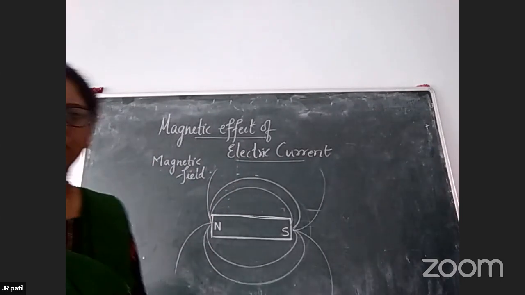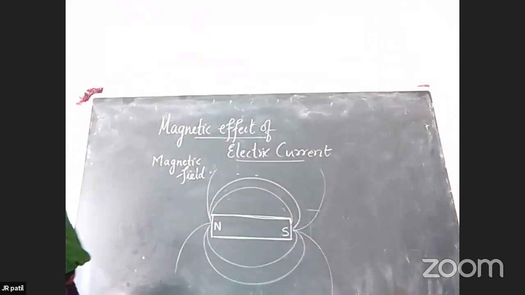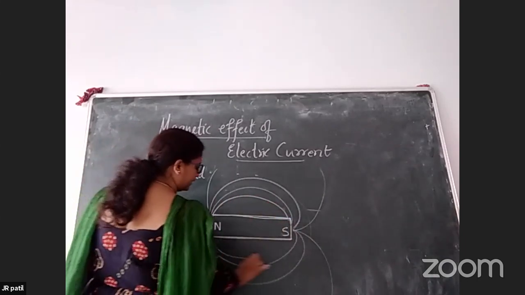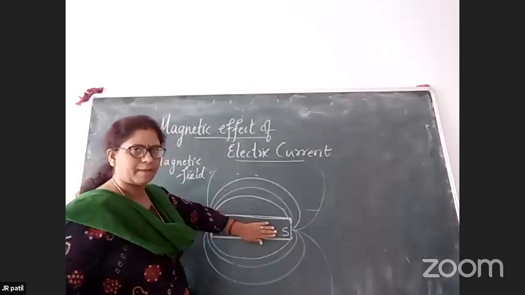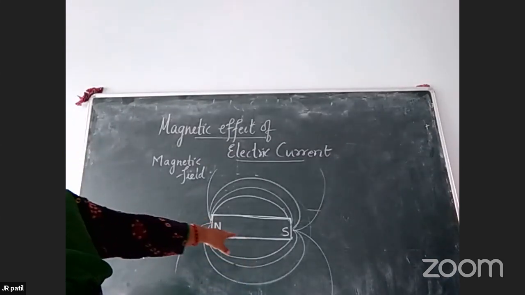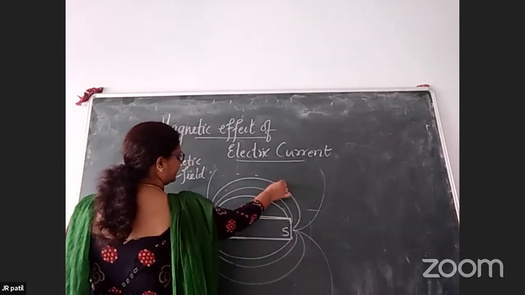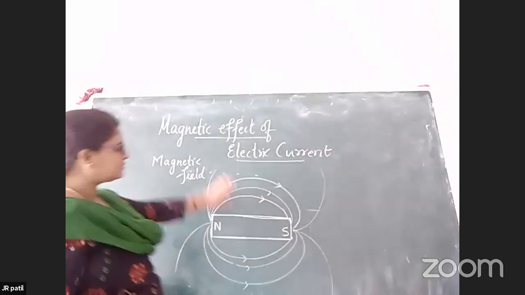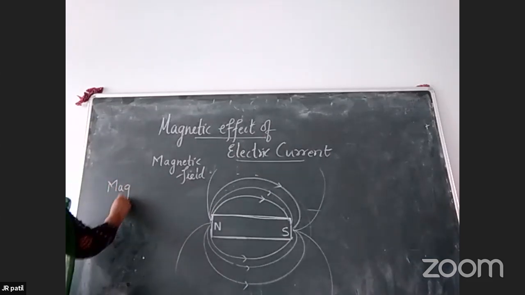See here. Like this pattern, all these iron filings start arranging. So we can understand that this is the magnetic field. The magnetic field around the bar magnet is in the form of lines. See, can you see the lines here? Yes, ma'am. These lines pass from north pole to south pole. Can you see the lines? And these lines are called magnetic lines of force.